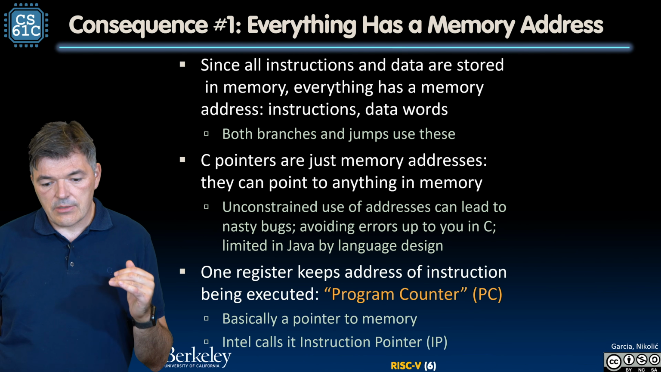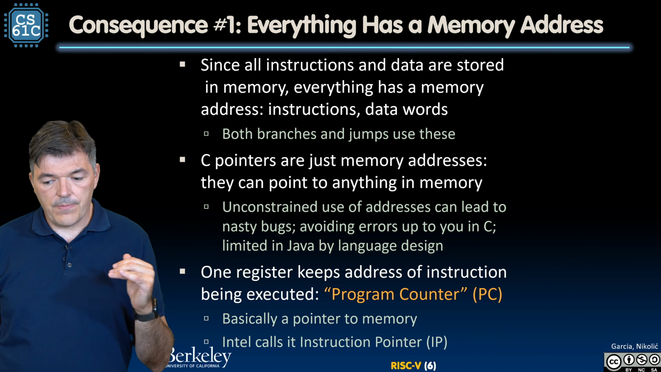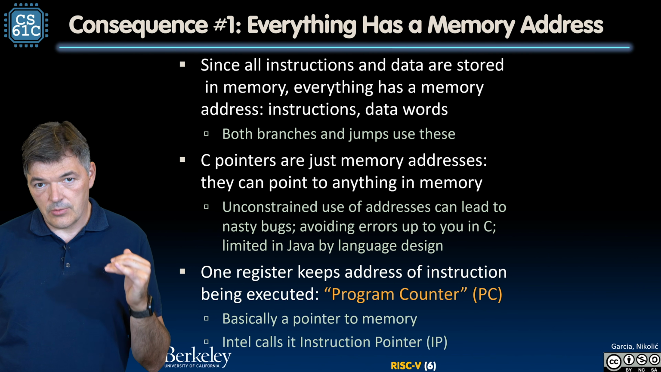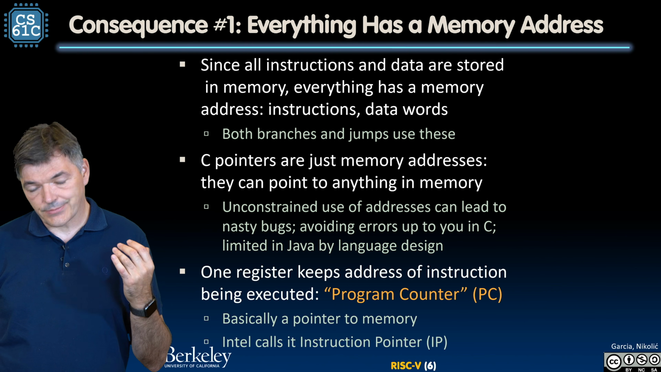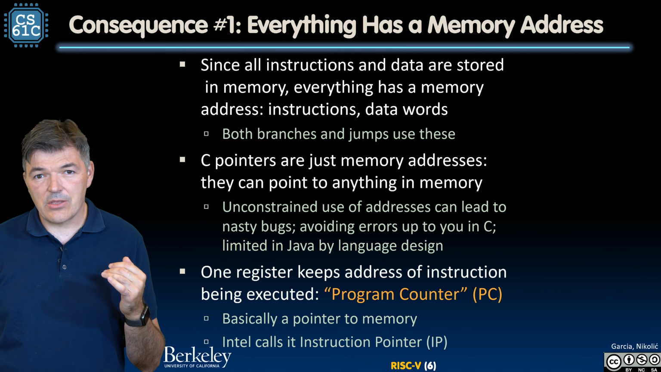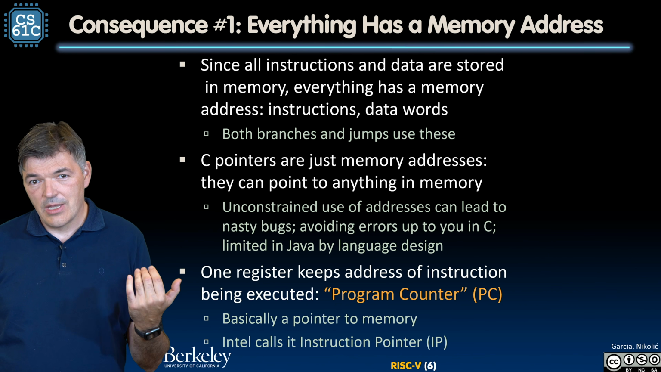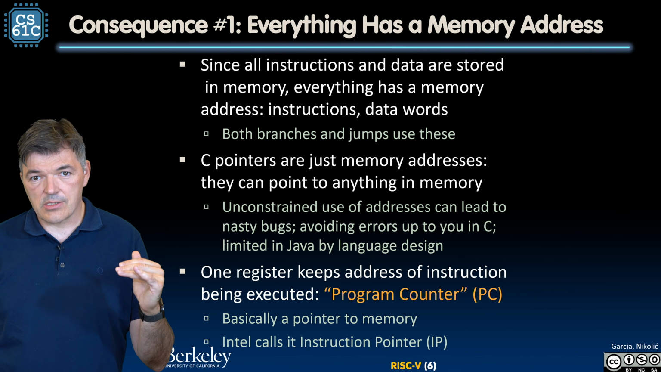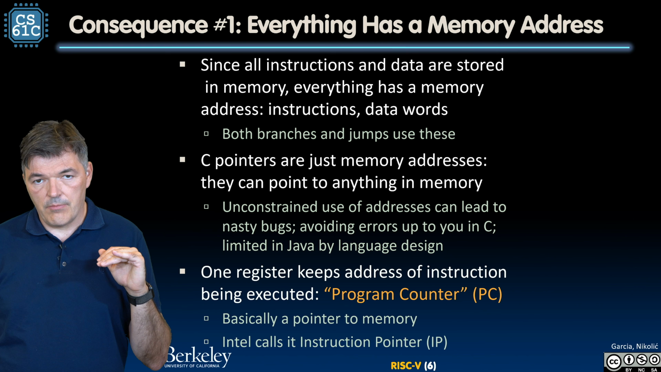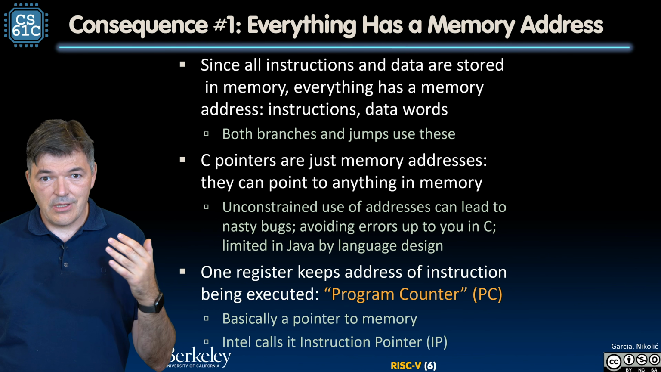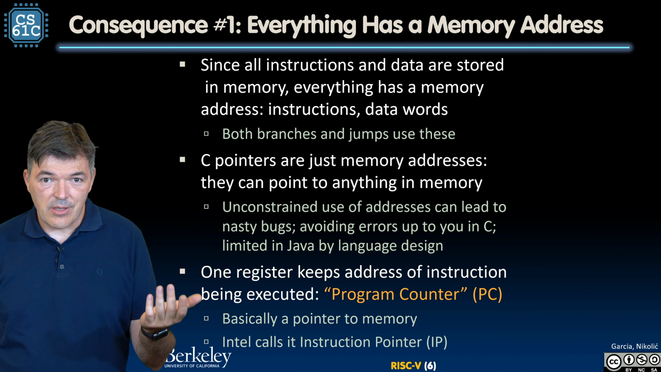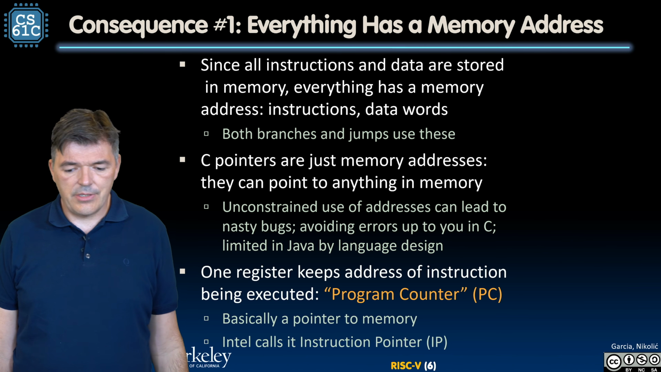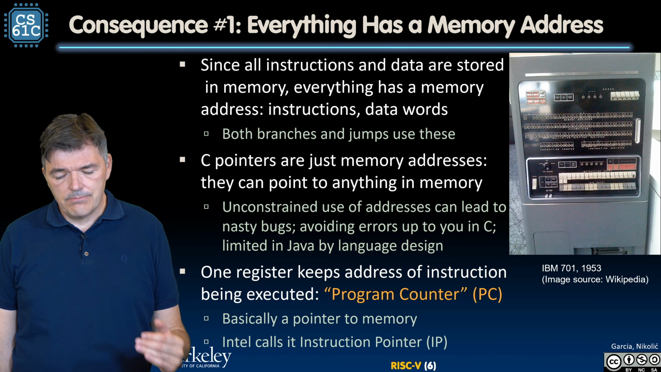There is one register that is very important here, that we have encountered before, that we call a program counter. Program counter may not be the best name. It is a pointer to the next instruction that is going to be executed in memory. Different people call it differently. Intel probably has a better name. They call it instruction pointer. Makes sense.